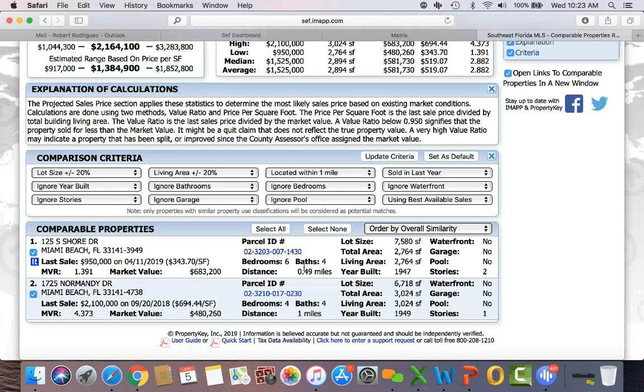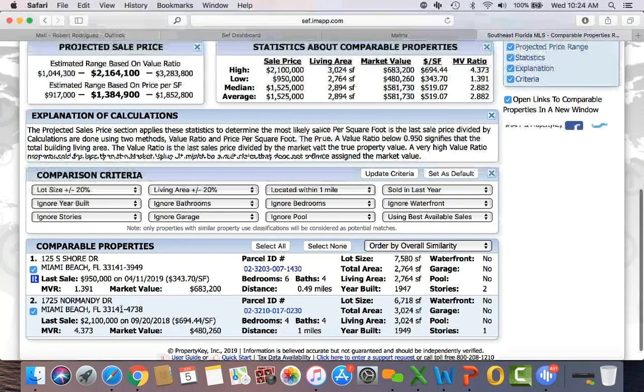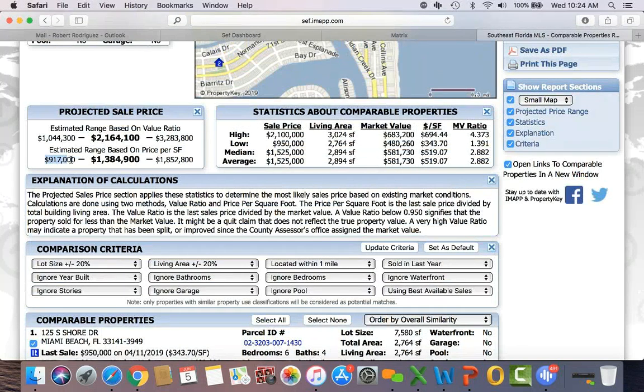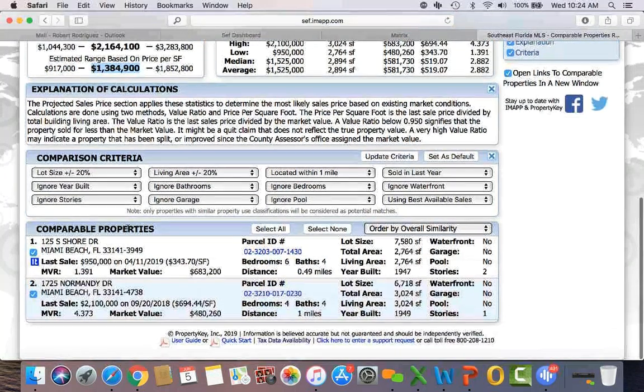So we have a multifamily 6-bedroom, 4-bathroom, 2,764 square foot building in Miami Beach that sold for $950,000 in April of this year. And then we also have a 4-bedroom, 4-bath, 3,024 square foot multifamily that sold in Miami Beach for $2.1 million in September of last year. What we have is $917,000 as a low and $1,852,000 as a high, with an average of $1,384,000. This is all based on price per square foot.